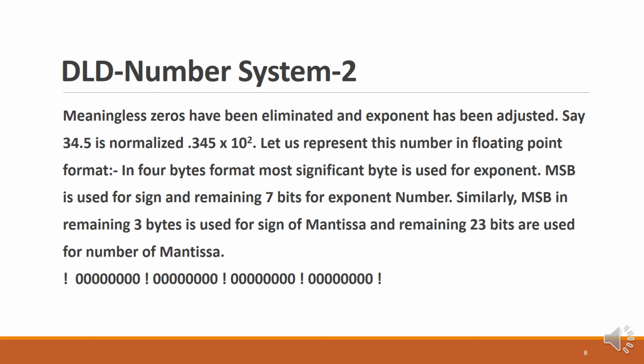Obviously, as we said, meaningless zeros have been eliminated and the exponent has been adjusted. Let's take another example: 34.5, normalized, is 0.345 into 10 raised to the power 2. Now let's represent this number in the floating point format. Previously it was a fixed format, now it is the floating point format. And in floating point format, we take 4 bytes, that is 32 bits. The fourth byte, which is the most significant byte, you can see in the diagram below.